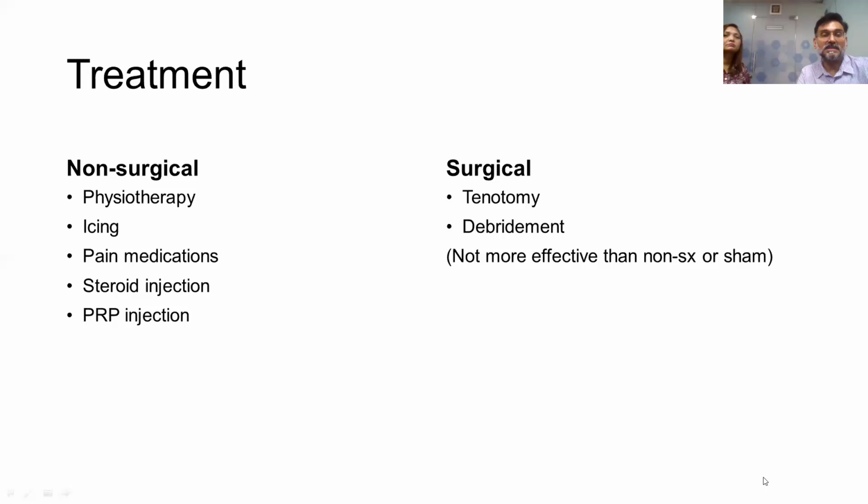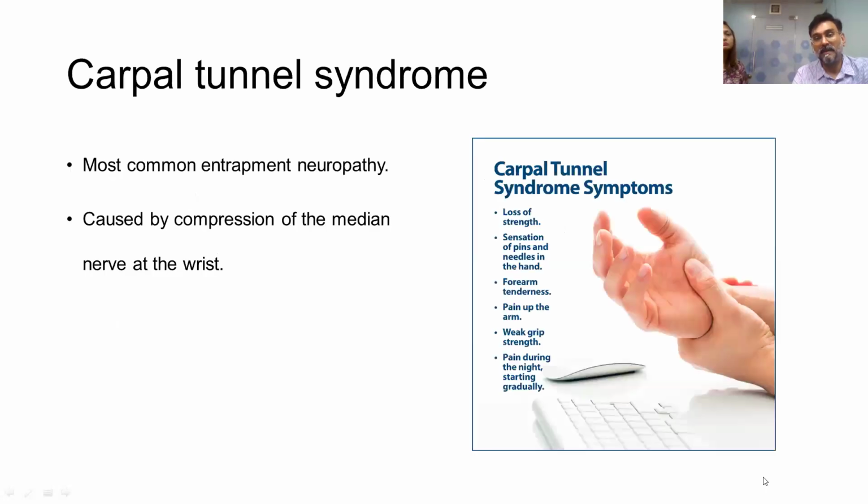The treatment includes surgical and non-surgical modalities. Non-surgical modalities include physiotherapy, icing, pain medications, steroid injection, PRP injection. These are the conventional treatment modalities that we're talking about. And conventionally, again, surgical treatments like tenotomy and debridement could be done. But evidence shows that these surgical treatments are no more effective than non-surgical treatments or even sham treatments.